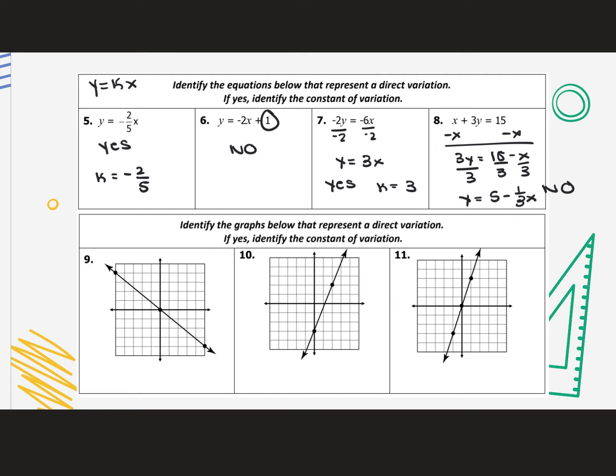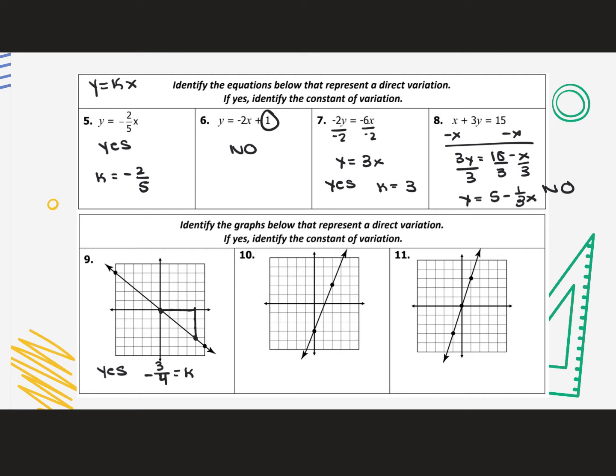So we can see here for number 1, it says identify the graphs below that represent a direct variation. If yes, what is the constant of variation? All right, so looking at number 9, I can definitely see that this graph goes through the origin, and we can definitely use our knowledge of slope to find our y over our x. So we're going to rise 1, 2, 3. So our rise is going to be 3. Our run is going to be 4. So our constant k is equal to 3 over 4. And it's going to be negative because it is decreasing.